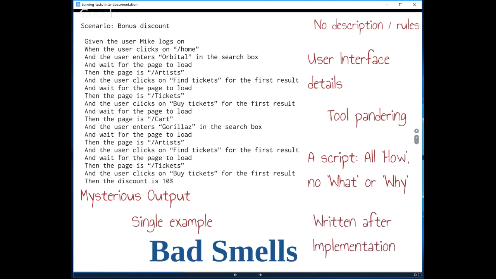And all of this is pretty strong evidence that this was actually written by someone after the feature had already been implemented. So in reality, this isn't behavior-driven development at all. If you were tasked with creating a scenario like this as part of a collaborative discussion with your team about how the bonus discount story or feature would work, chances are you wouldn't write anything that looked like this.